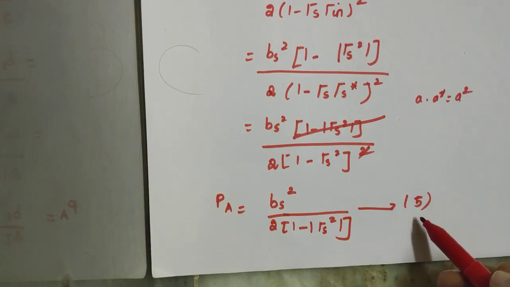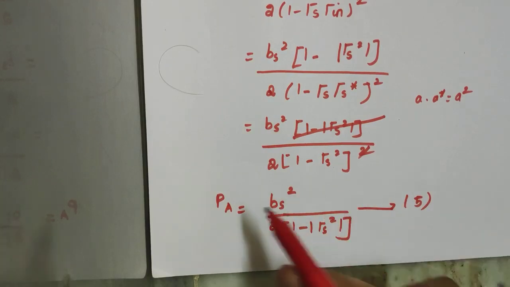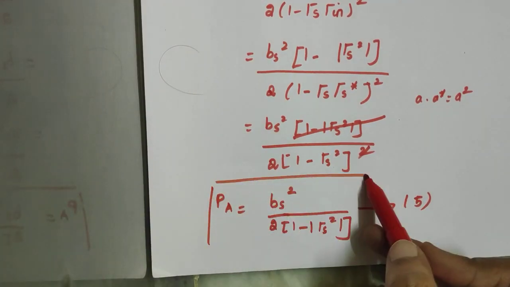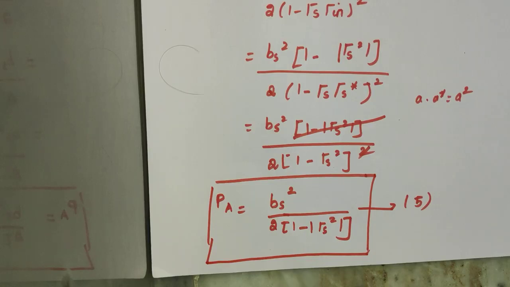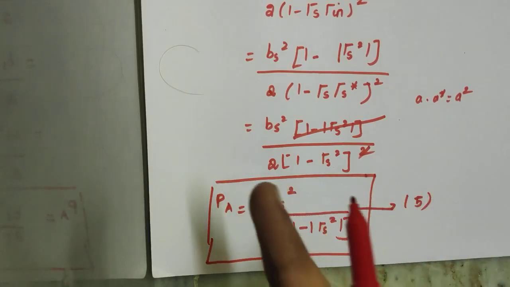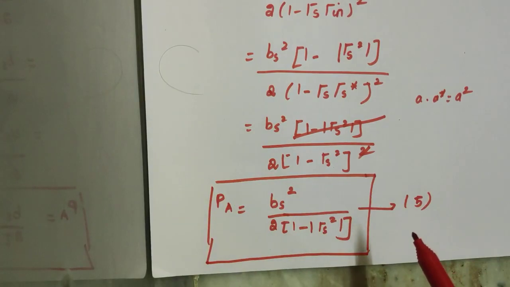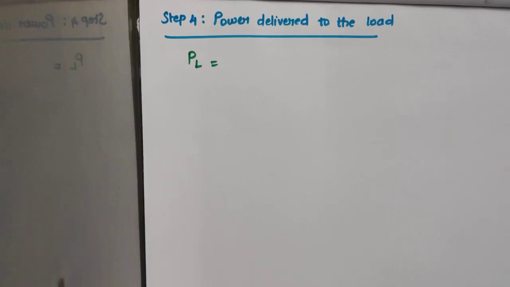So let me have this as equation number 5. So we have found the first part of GT, the denominator part, which is the power available at the source. The next step is to calculate the power delivered to the load. So now we have finished the source side. Now we'll move on to the load side.